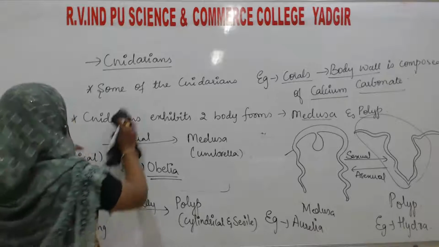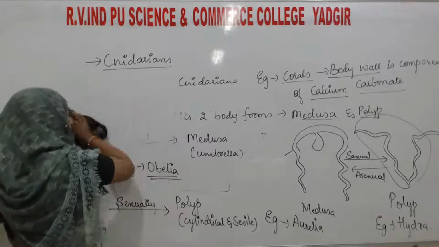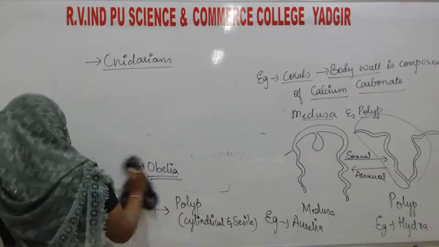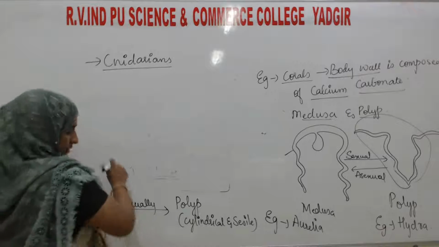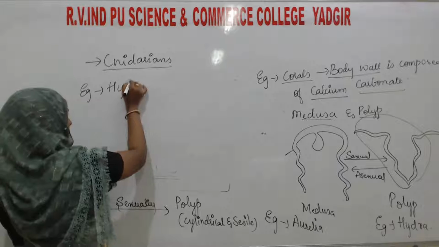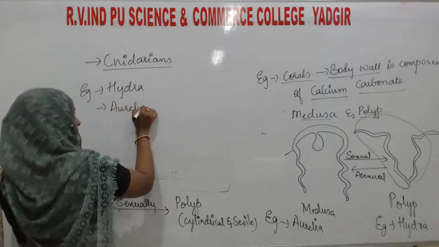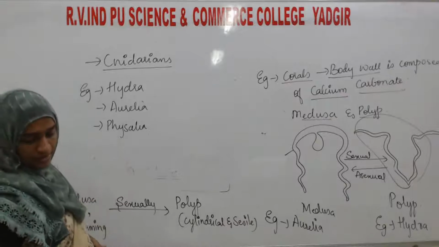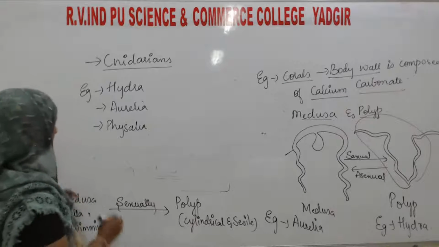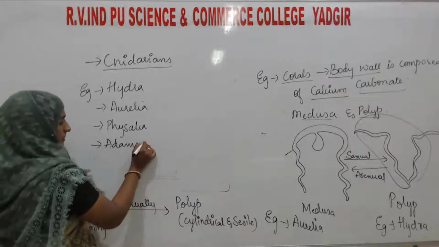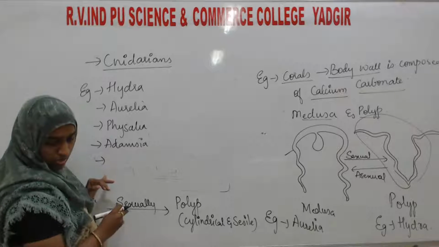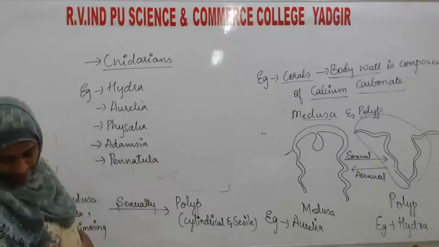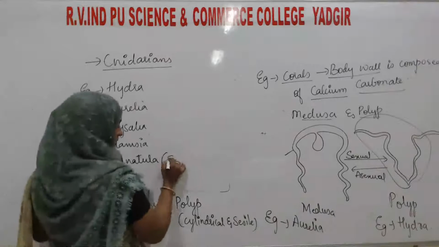Some other examples: Hydra, Aurelia, Physalia. Examples are very important. Aurelia, Physalia, Adamsia, then Pennatula, which is also known as the sea pen.